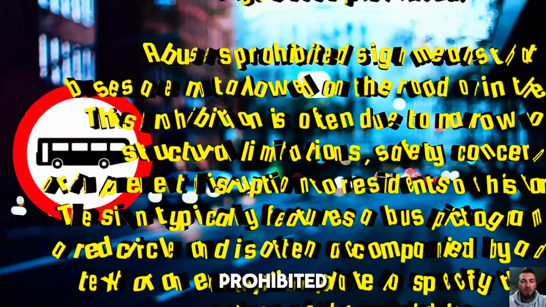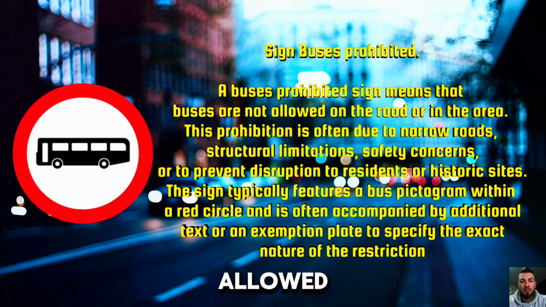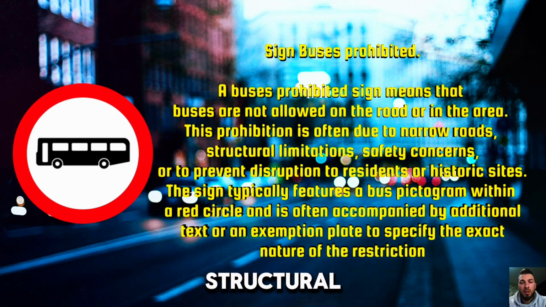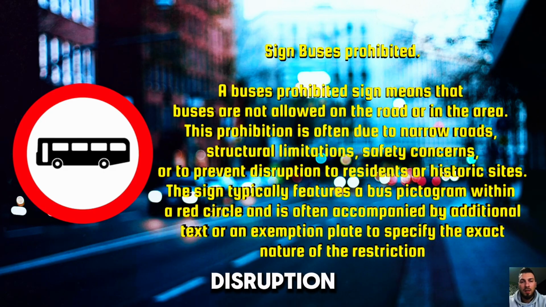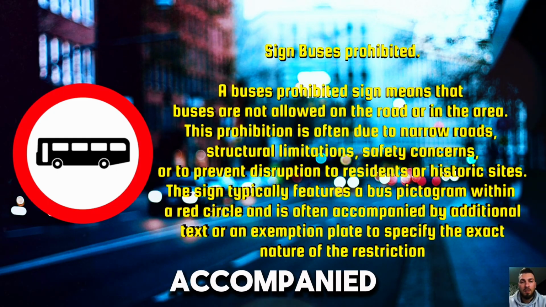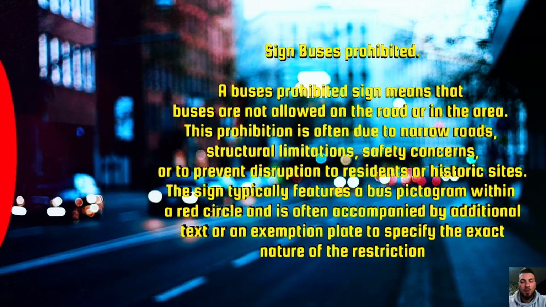Sign buses prohibited. A buses prohibited sign means that buses are not allowed on the road or the area. This prohibition is often due to narrow roads, structural limitations, safety concerns, or to prevent disruption to residents or historic sites. The sign typically features a bus pictogram within a red circle and is often accompanied by additional text or an exemption plate to specify the exact nature of the restriction.